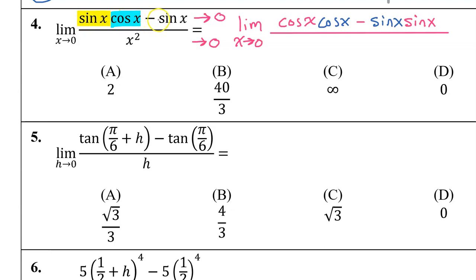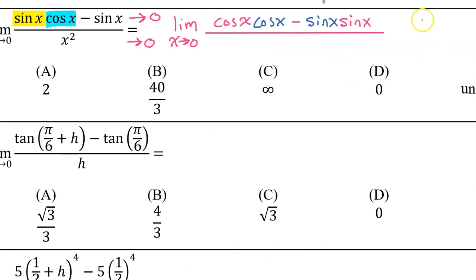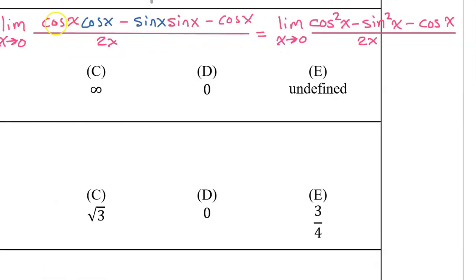We still have to take the derivative of sine x, which is cosine x. Let me scroll over a tiny bit. So we will have minus cosine x. And in the denominator, the derivative is 2x, just using the power rule. We can simplify this a tiny bit by writing cosine times cosine as cosine squared and sine times sine as sine squared.